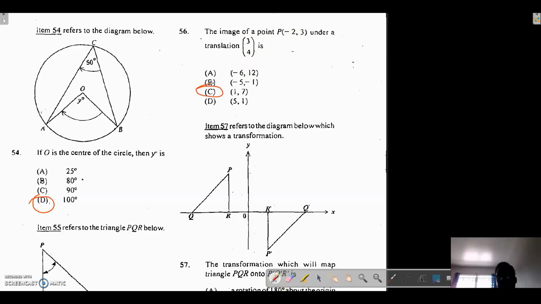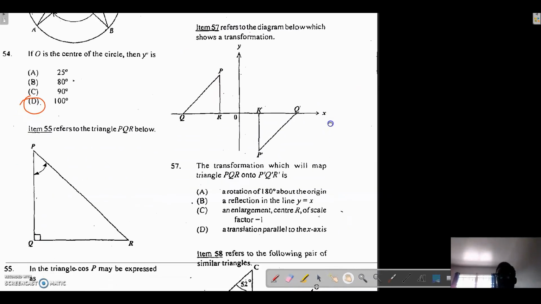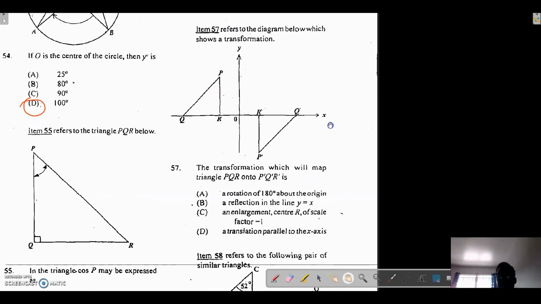So it's C. And because it's a multiple choice, you don't need to manually write this out and show the working. Item 57 below shows a transformation. The transformation which will map PQR onto P prime, Q prime, R prime is, so let's see the different options here.